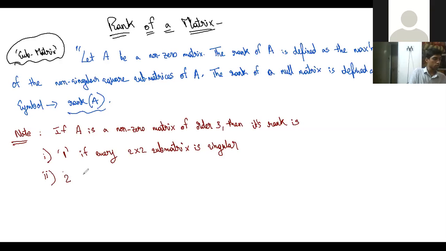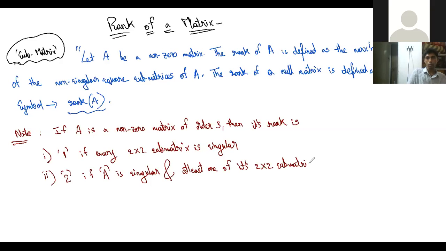2, if A is singular and at least one of its 2 by 2 submatrices is non-zero.